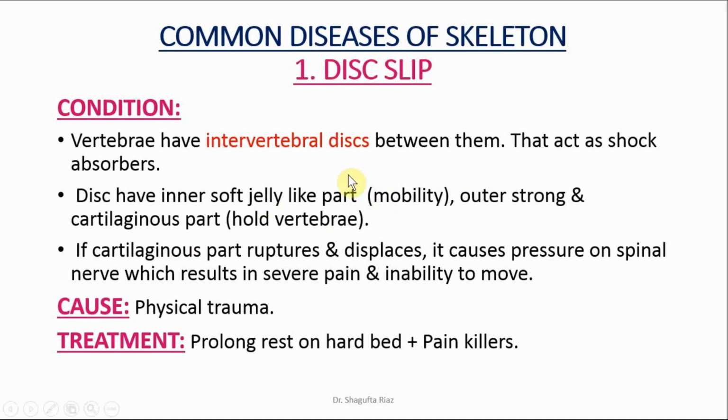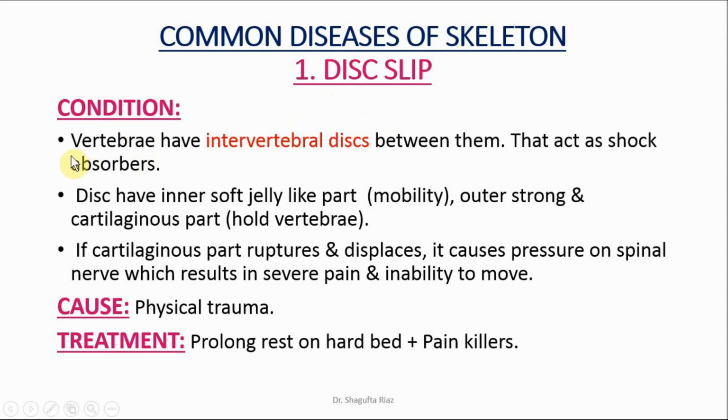Here we will discuss the common diseases of the skeleton. We have discussed the causes of these diseases, but now the common diseases or deformities of the skeleton. First one is disc slip.